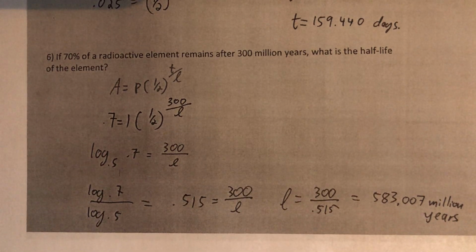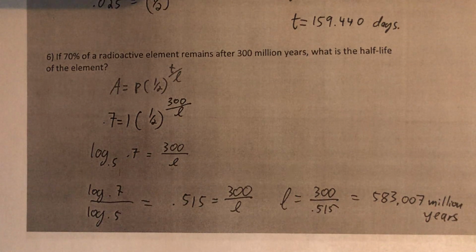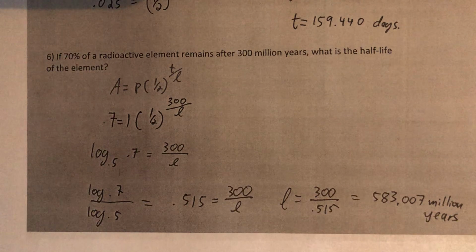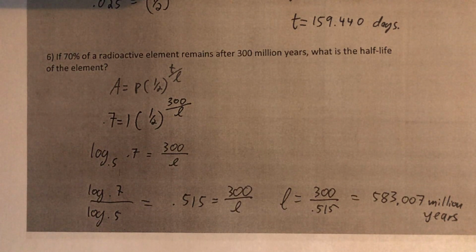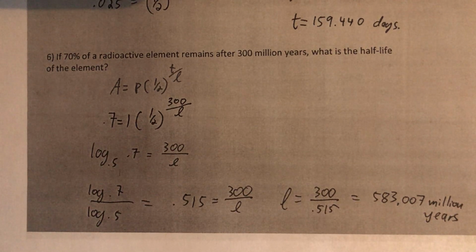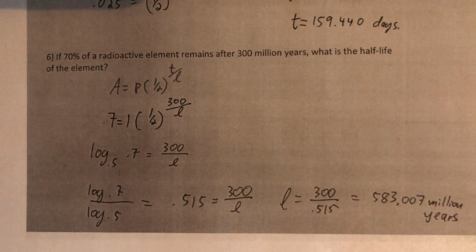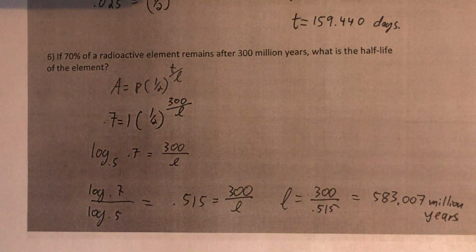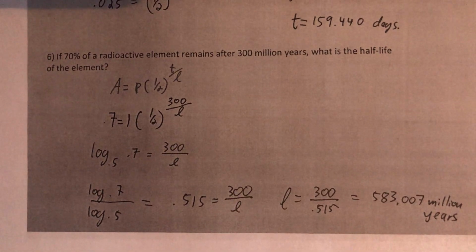Exponential form, can't solve it. We're going to make it a log. So log base 0.5 of 0.7 equals 300 divided by L. To solve the left side, it's the log of 0.7 divided by the log of 0.5, which is 0.515 equals 300 over L. And cross multiply and divide, you get L equals 300 divided by 0.515, which means the half-life is approximately 583 million years.